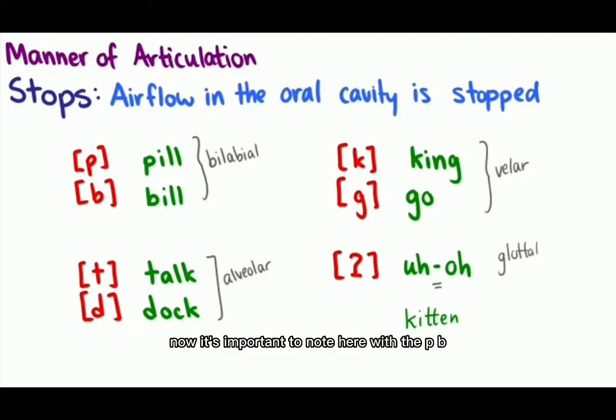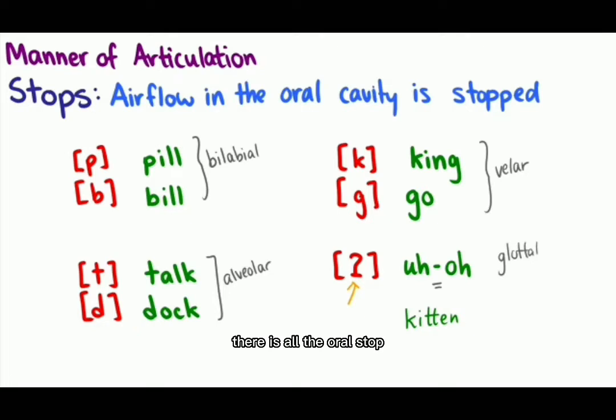Now it's important to note here that with the P, B, T, D, K, G, these are all the same letters that we use in our spelling. But when we are writing the symbol for this, it's the glottal stop symbol. If you make any alterations to it, it may be a different sound, so make sure you're writing them exactly as they are. But okay, there's a glottal stop in English.